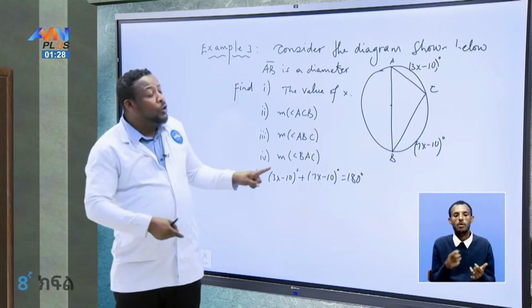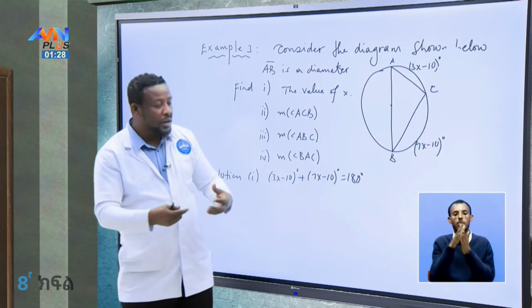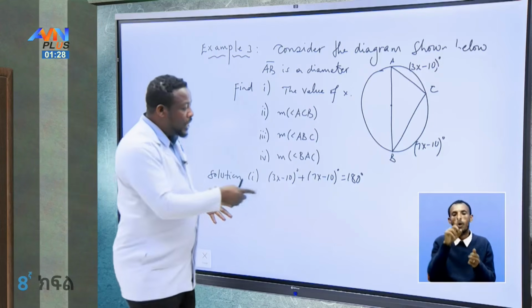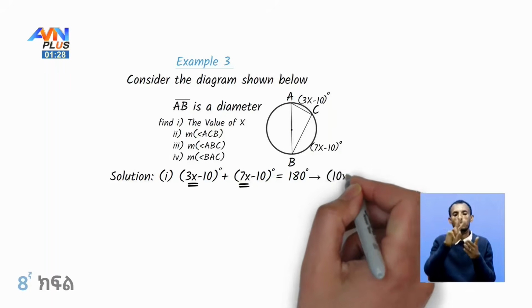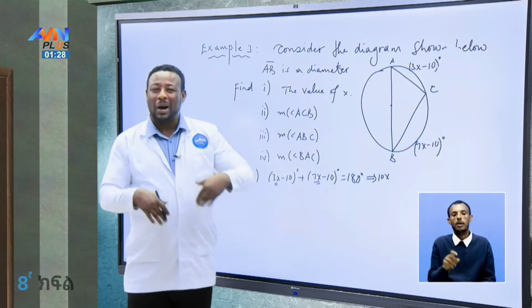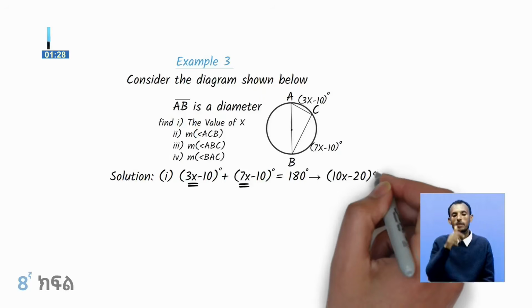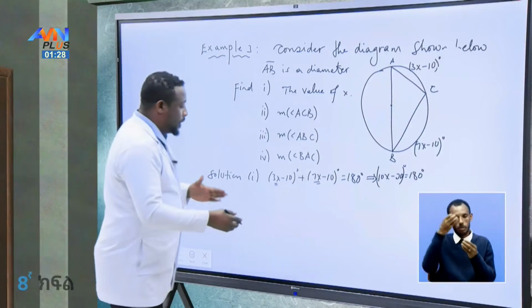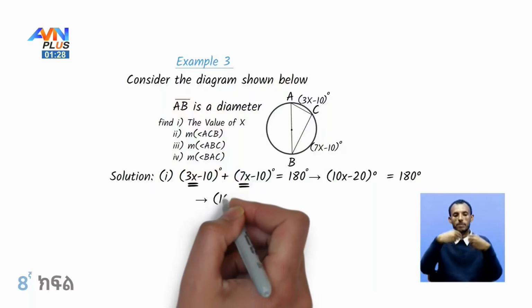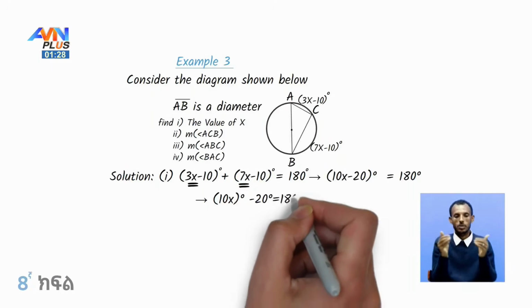Now you can collect like terms and rearrange in one place, right? 3x and 7x are like terms, so you can add them. The sum of these two gives us 10x. Minus 10 minus 10 is minus 20. Okay, 10x minus 20 is equal to 180 degrees. These are also degrees, right? So this gives us 10x degrees minus 20 degrees is equal to 180 degrees.